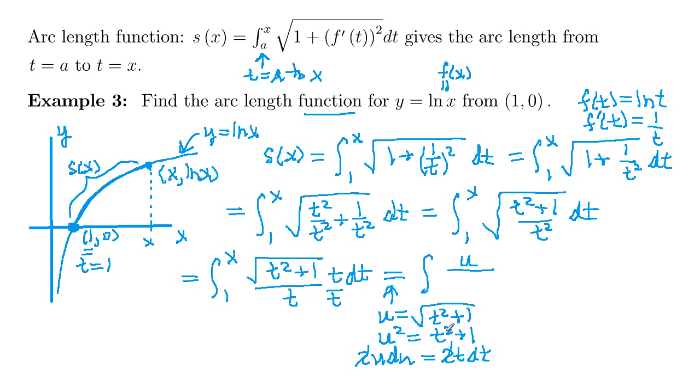Well, u squared is t squared plus 1, so subtracting 1 from both sides, u squared minus 1 is t squared. So on the bottom we have u squared minus 1, and then our t dt. This is our t squared, which is u squared minus 1, and our t dt is u du. Then we have to change our limits over. Take the 1 and plug it in here, so that'll be the square root of 2. Then take the x and plug it in here, so that'll be the square root of x squared plus 1.